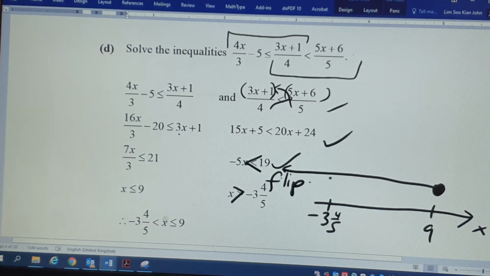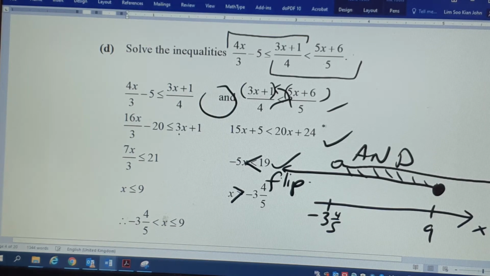And this is x greater than minus 3 and 4/5, so you go the other side. Draw the line, and then the overlapping part. Why do we take the overlapping part? Because this overlapping part is telling us that both are true. Both are true. That's why it's an 'and'.